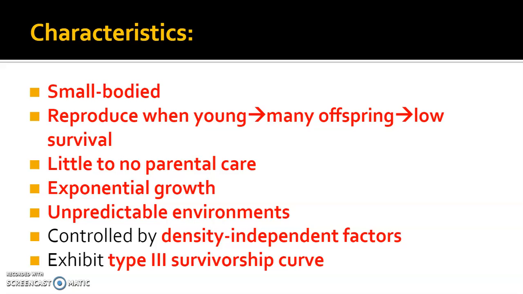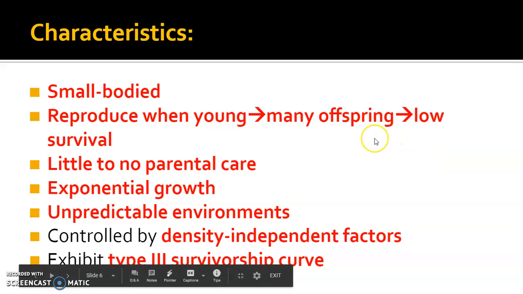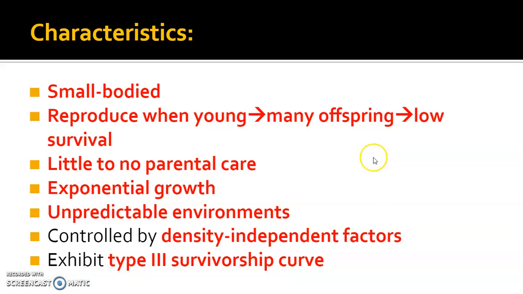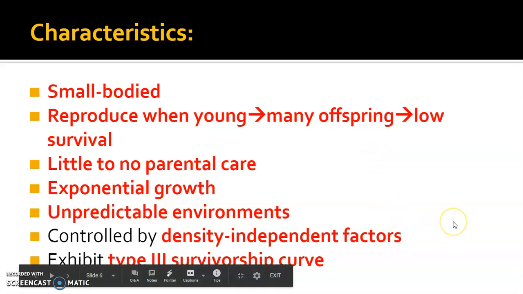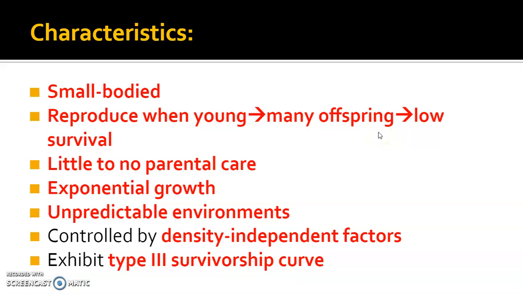They exhibit that type 3 survivorship curve. And if you remember the survivorship curve, you have a very low sloping curve. If you can see the mouse on the right hand side of the screen, it comes from 100% survival rate at birth, and then it severely drops before evening out.